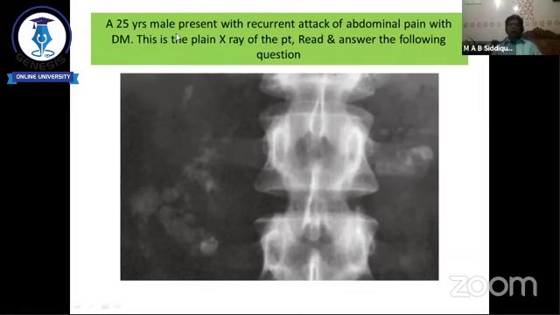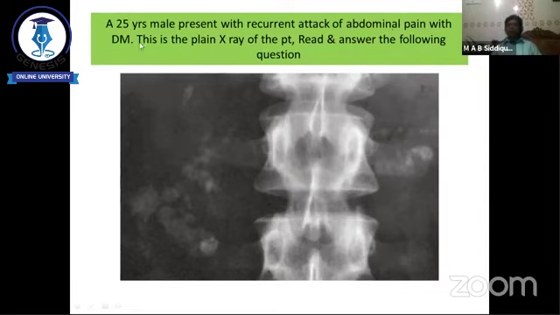A 25-year-old male presented with recurrent attacks of abdominal pain with diabetes mellitus. This is the plain X-ray of the patient. Read and answer the following question. Look at the scenario: recurrent abdominal pain with diabetes mellitus. You must keep in mind that the features of the scenario are important.